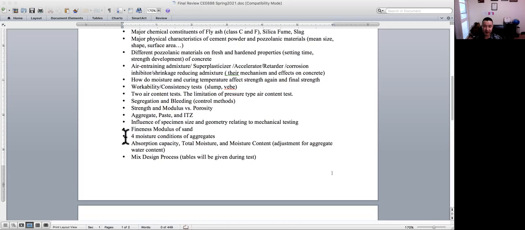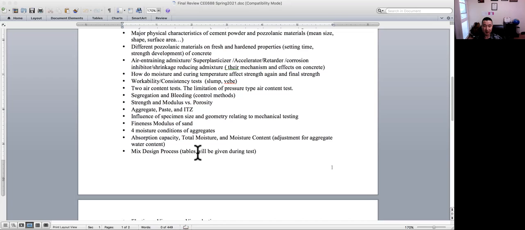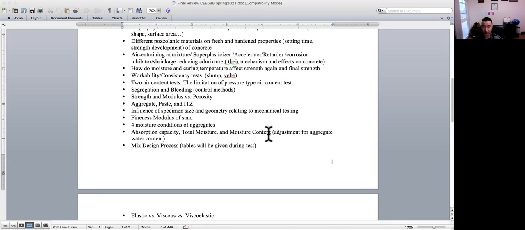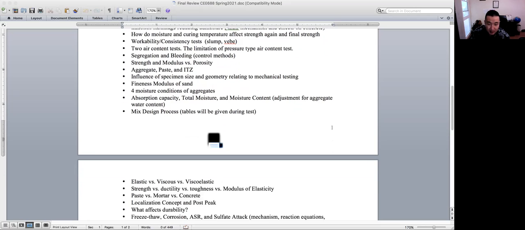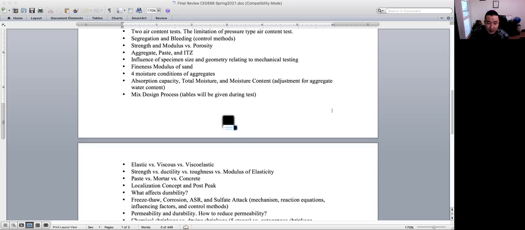And then the next is about aggregate: how to calculate the fineness modulus of the sand. What are the four major moisture conditions of aggregate? What is absorption capacity, total moisture, and moisture content? And most importantly, how to adjust moisture content for the mix design. That is very important. So you should know the basic procedure for mix design. The table will be given if there's a question about mix design.